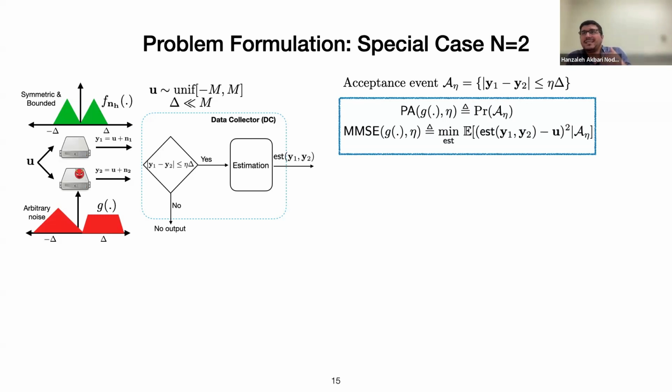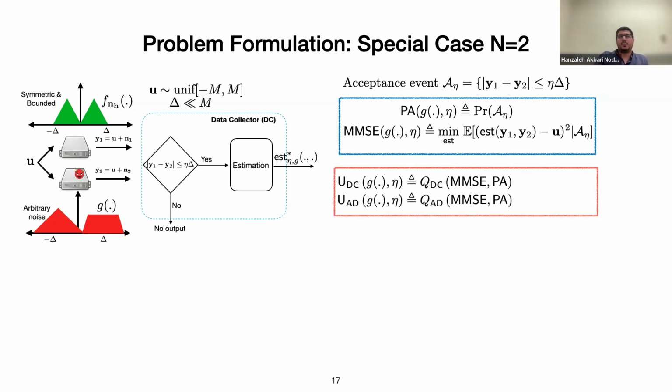Okay. Once the system is live, given the acceptance, we will have some error, and the error is due to the estimation function that the data collector is utilizing. So we define the MMSE in this way. And as you can see, this estimation function is dependent on the noise that the adversary is utilizing. And we will show this by EST star of eta, which is the parameter that the data collector is choosing, and G, which is the noise function that the adversary is utilizing.